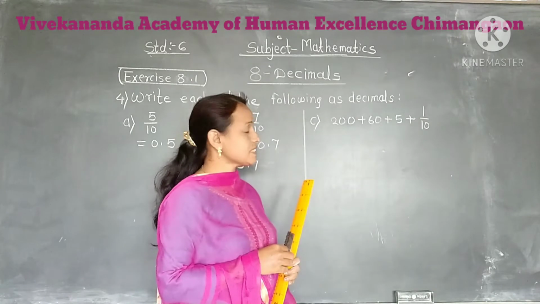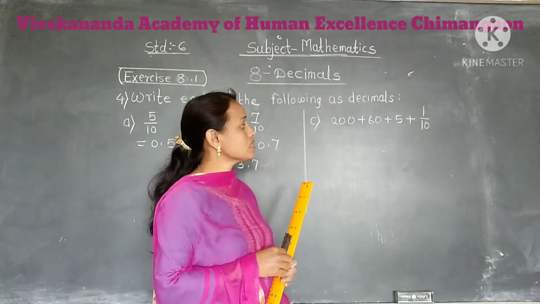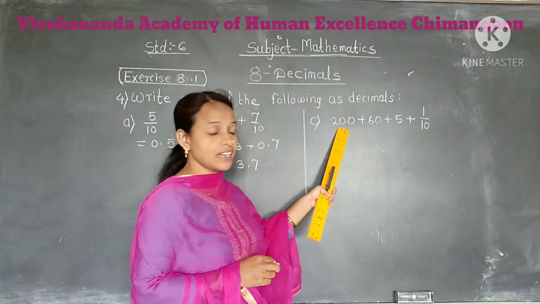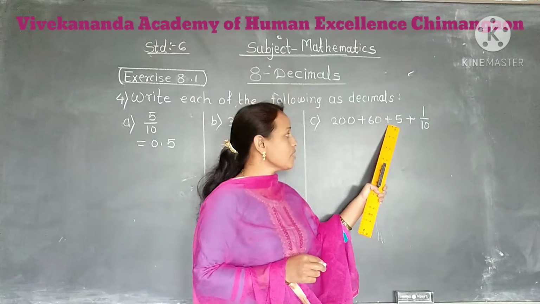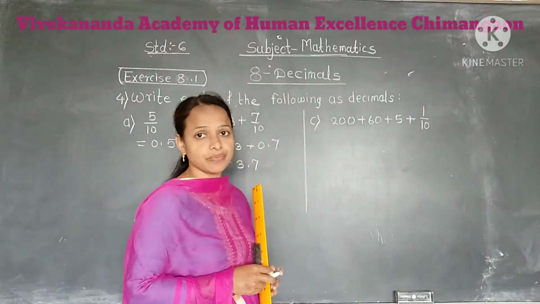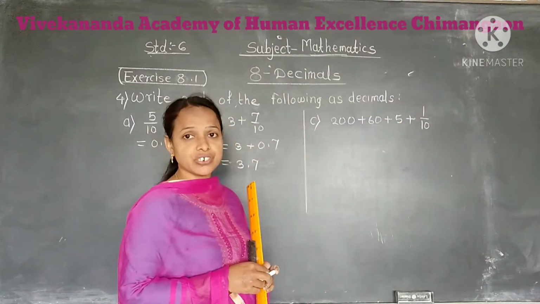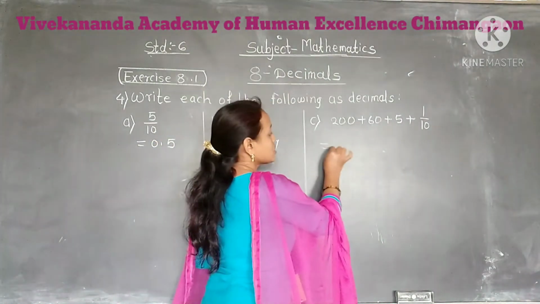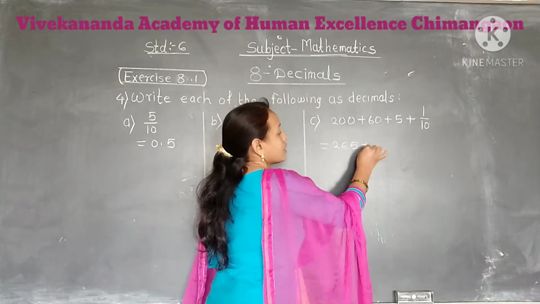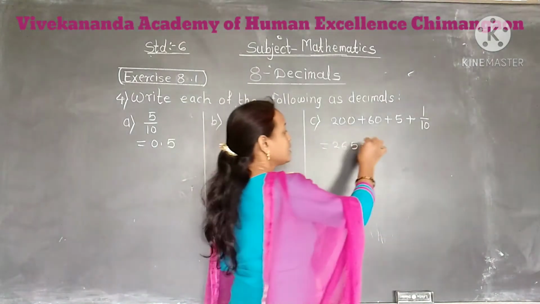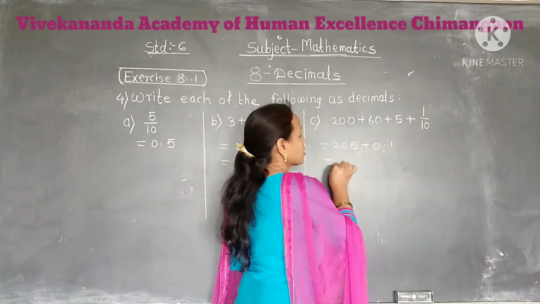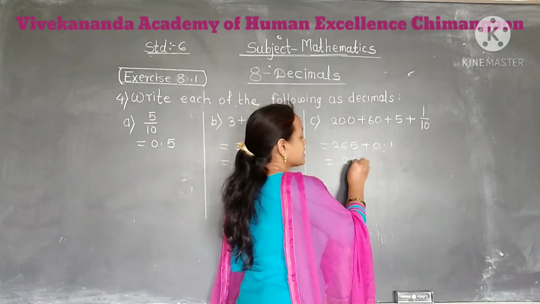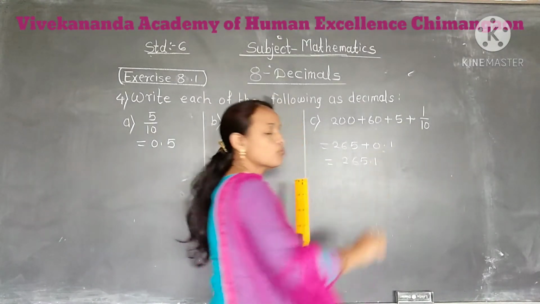Next example, 200 plus 60 plus 5 plus 1/10. How many hundreds, tens, ones and tenths are given in this example? Here 2 hundreds, 6 tens, 5 ones and 1 tenth are given. So its decimal representation is 200 plus 60 plus 5, we write it as 265, and 1/10 we write as 0.1. So the decimal representation of this example is 265.1.